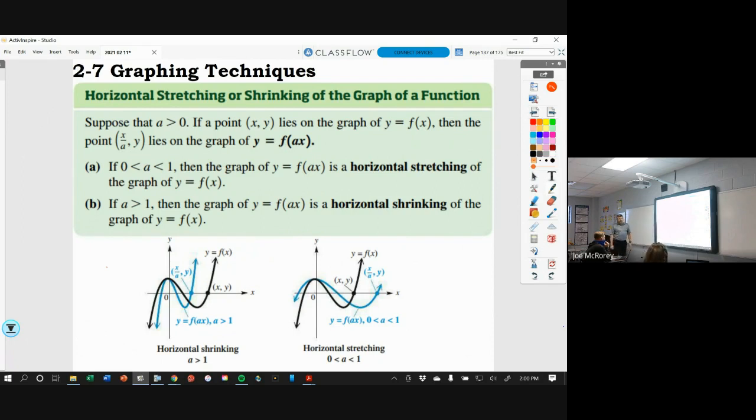What's a reciprocal? If I had the fraction 2/3, the reciprocal is 3/2. Reciprocal, you just flip it, right? The number 2 is 2/1. What's the reciprocal of 2/1? 1/2. Any other questions?